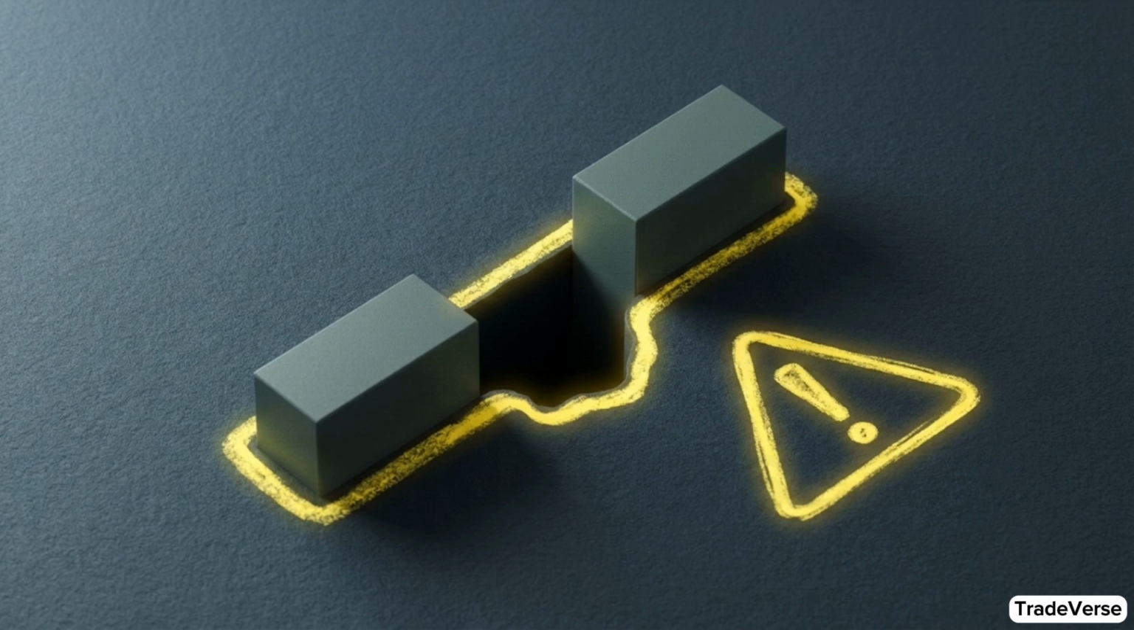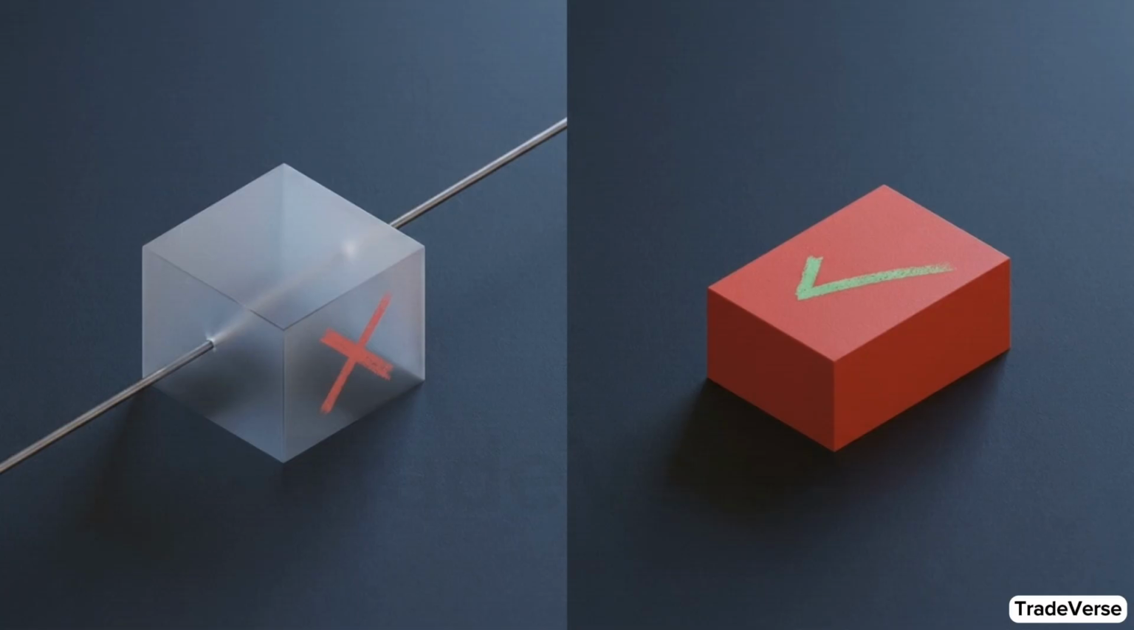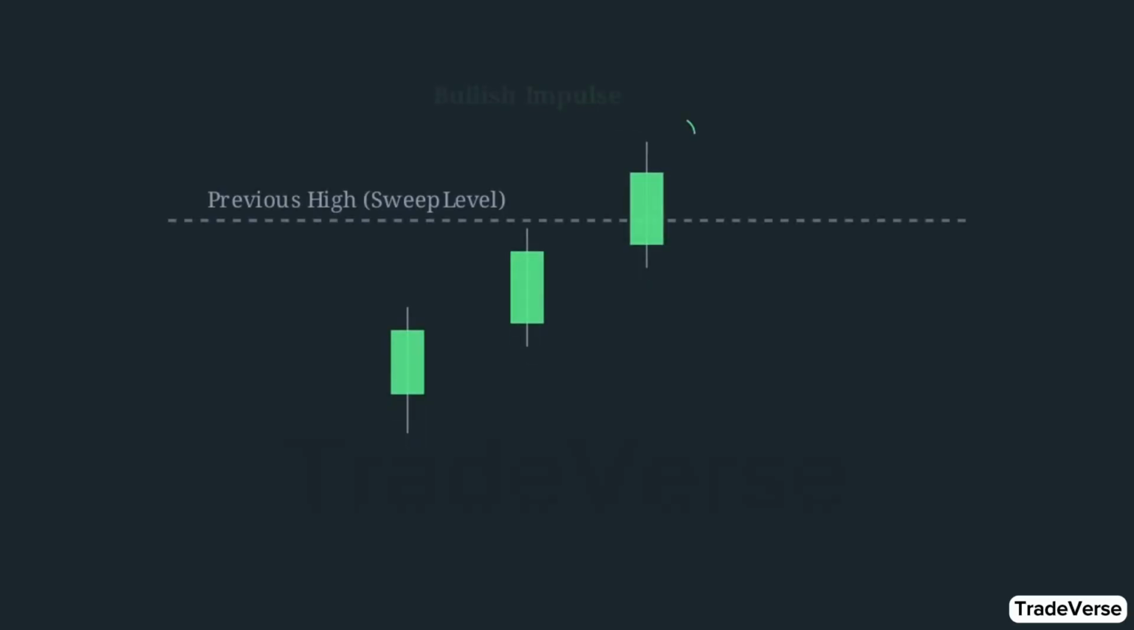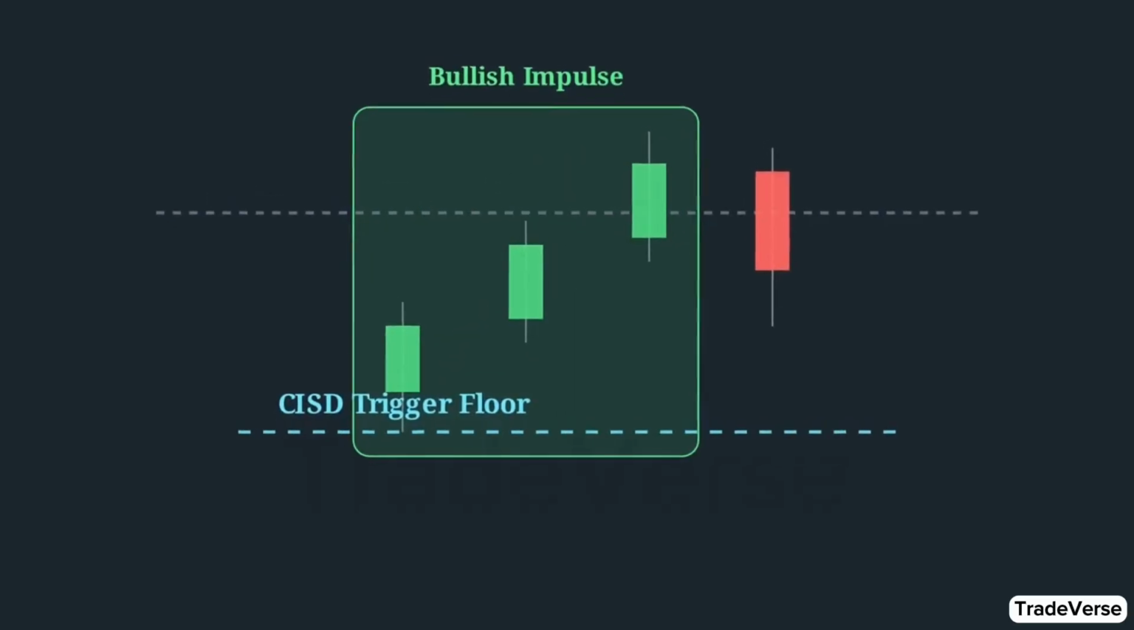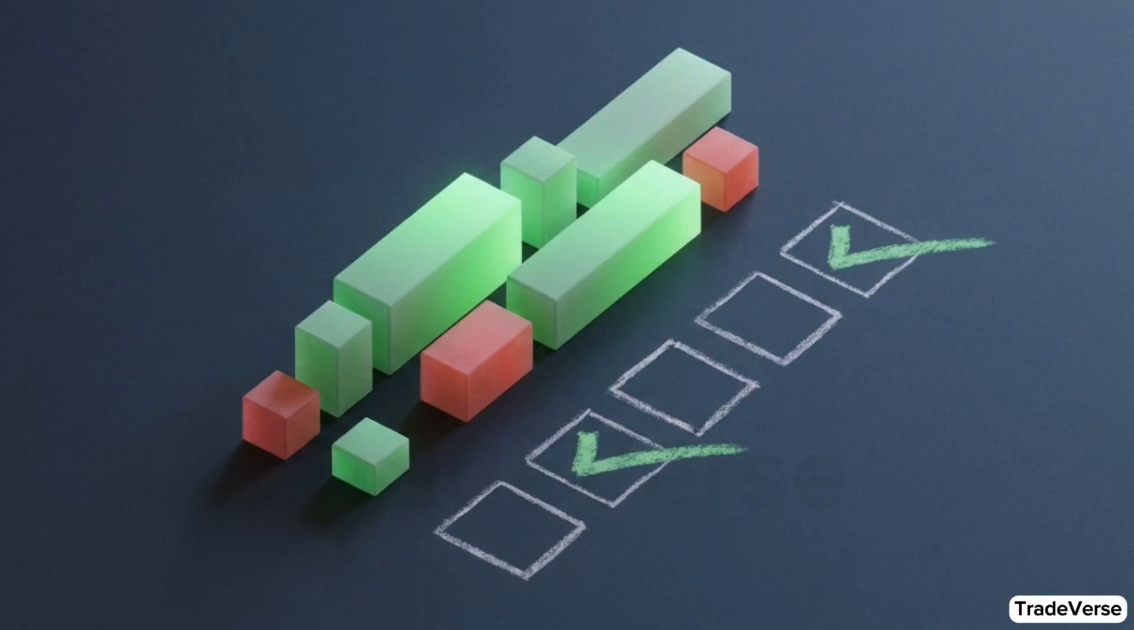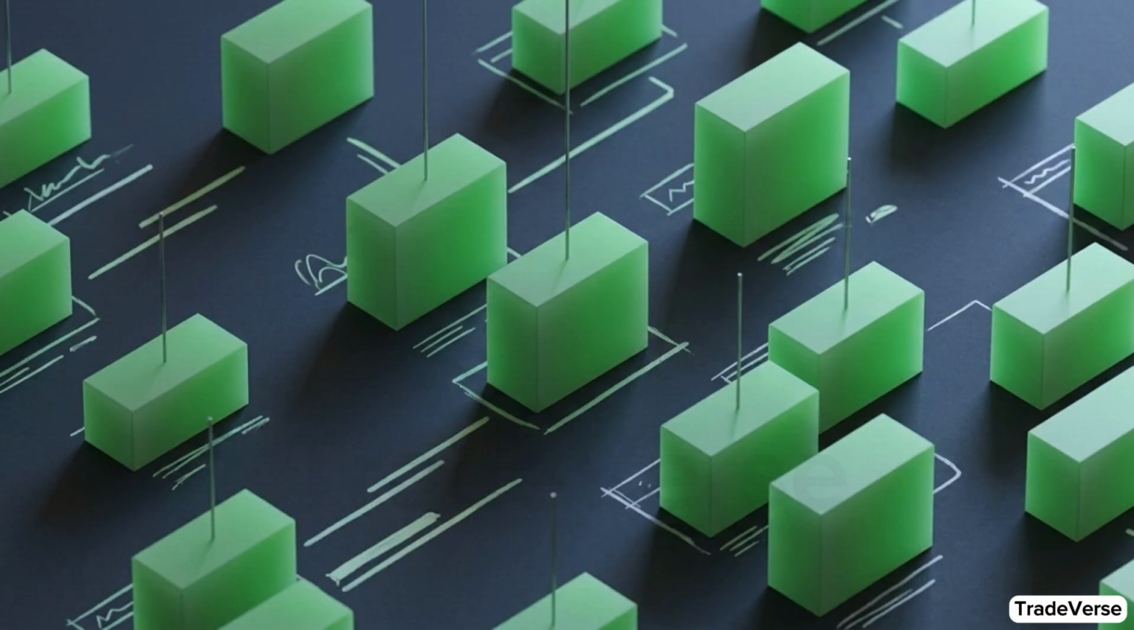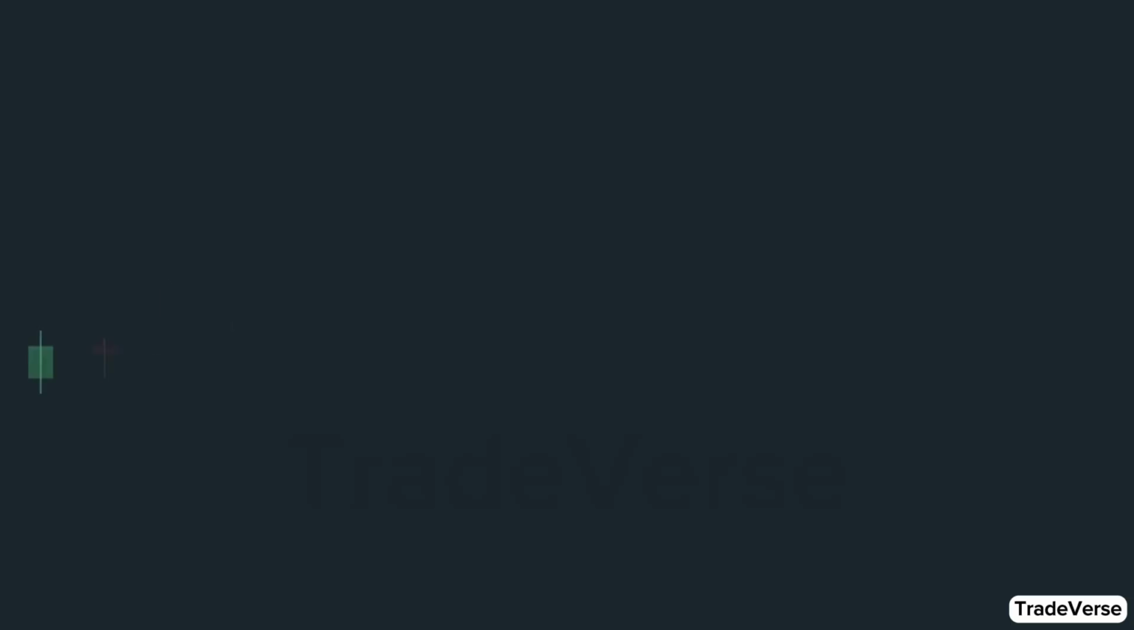But be careful, you cannot blindly enter on the first inversion fair value gap. You need to apply the change in state of delivery rule. A valid entry requires a 1-minute candle body to close completely below the specific bullish impulse candles that cause the initial manipulation sweep. Combining the inversion fair value gap with this strict closing rule acts as your ultimate filter. It protects you against lower timeframe noise and premature stopouts.